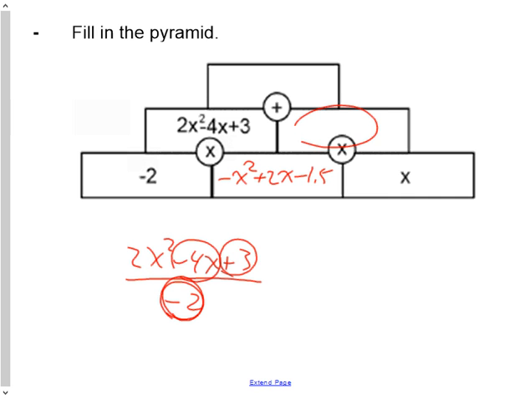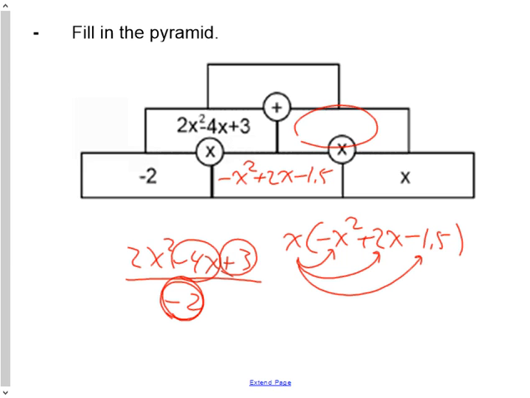Your next part says, what is this one? And now I'm given this and this. I have to multiply to get that. So we have x multiplied by negative x squared plus 2x minus 1.5. Use the distributive property. That gives you negative x cubed plus 2x squared minus 1.5x. That will get you your second point.